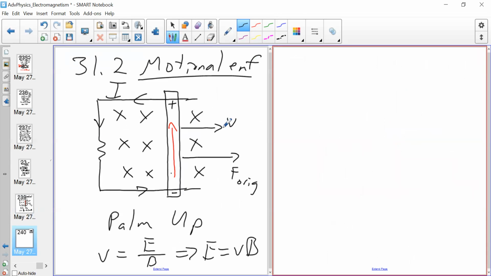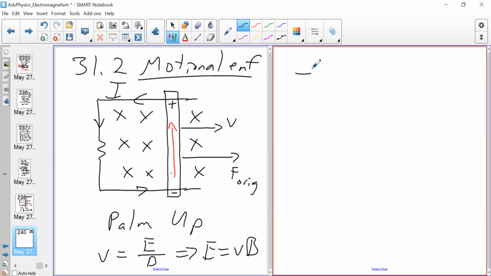So if indeed this bar is moving at a constant velocity, then the magnetic force on this conductor is going to be equal and opposite the electric force on this conductor. We can determine the direction of the magnetic force on this wire by using the right-hand rule.